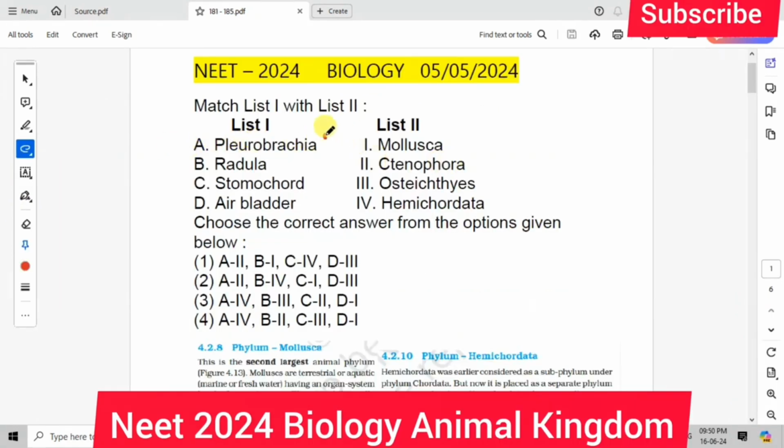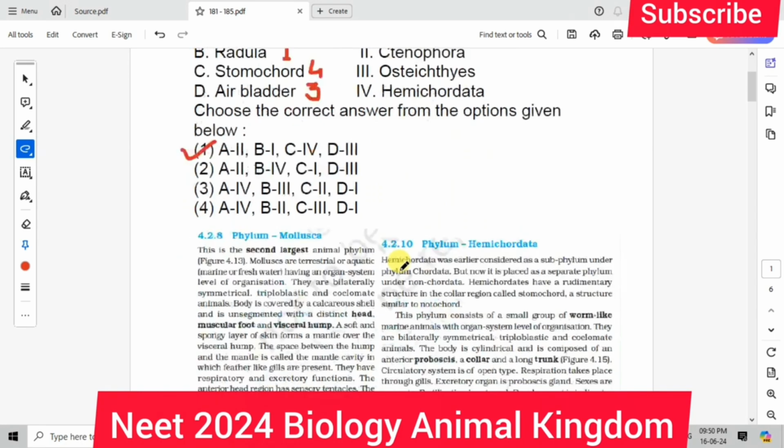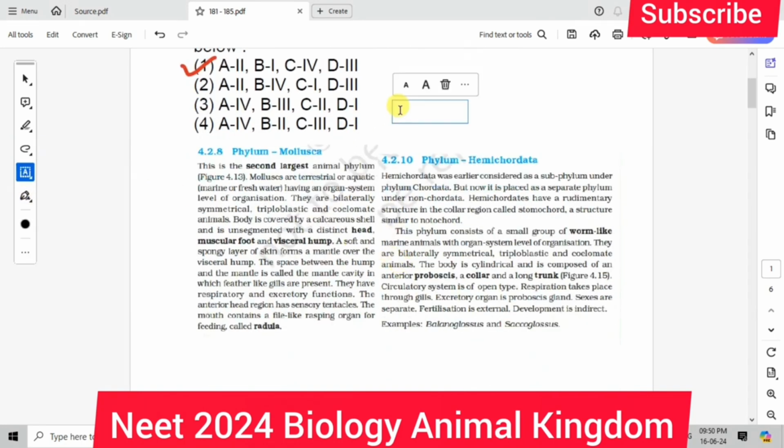Pleurobrachia. It is 2, Ctenophora. Next, B. Radula, and it is 1, molluscan. Molluscans have a radula called a rasping organ. Next, stomochord. It is 4, Hemichordata. The Hemichordata phylum has stomochord-like structures. Next, air bladder. It is 3, Osteichthyes. Option 1 is the answer. 2143. You can see the NCERT regarding molluscan and hemichordata structure and information here, from the chapter known as Animal Kingdom. Thank you.